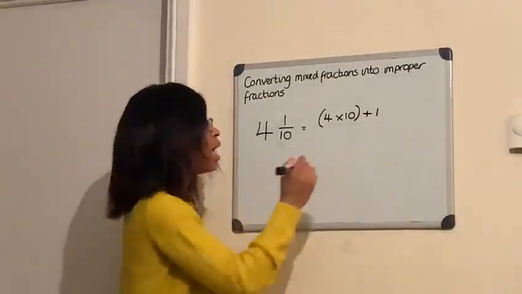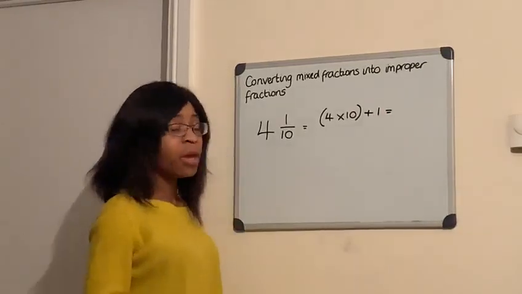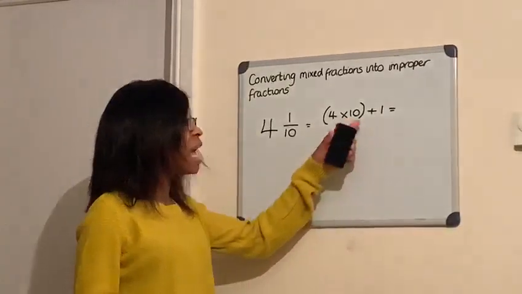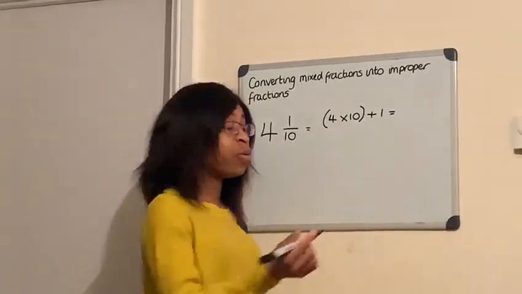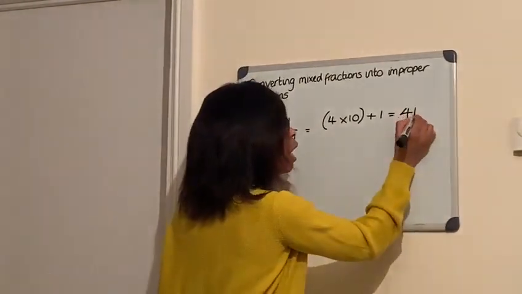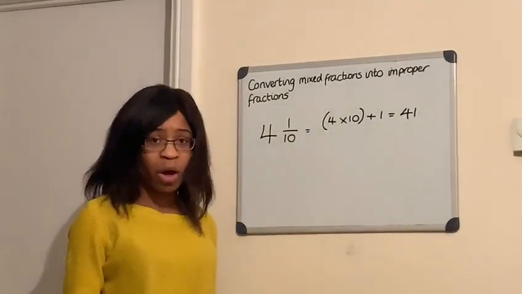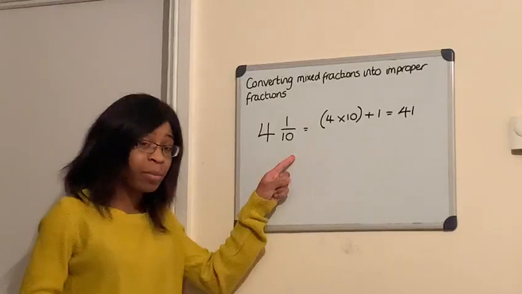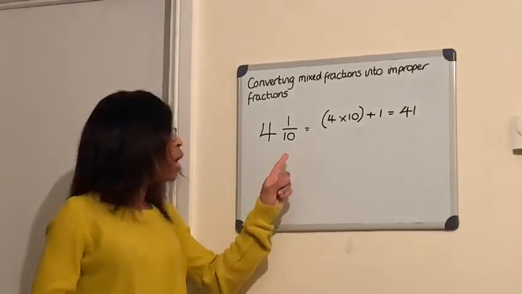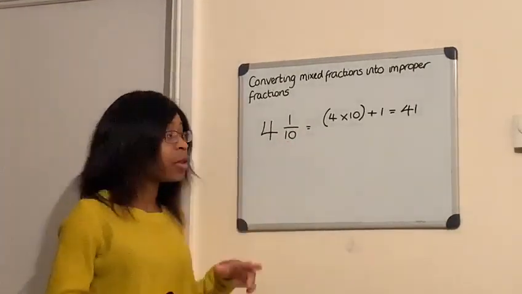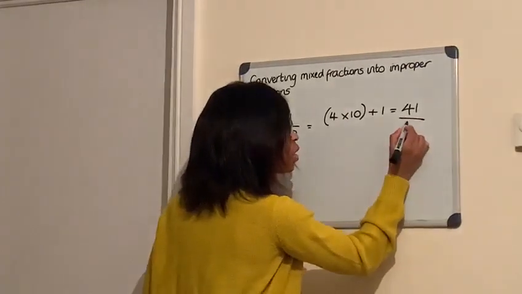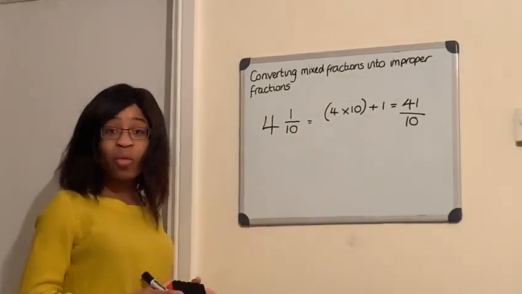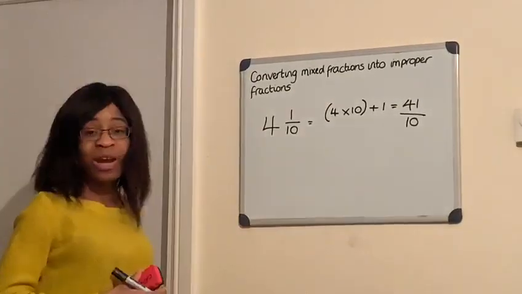Okay, now let's just work that out together. So 4 times 10 comes to 40. We've got to add 1 more, we get to 41. But my answer is not just 41. I've got to put it all over the same bottom number or denominator. My denominator here is 10, so I have to put this all over 10. Okay, we'll just try with another one, just for practice.